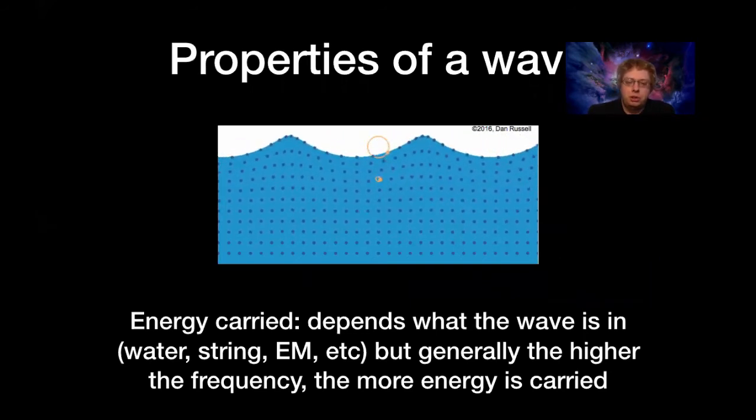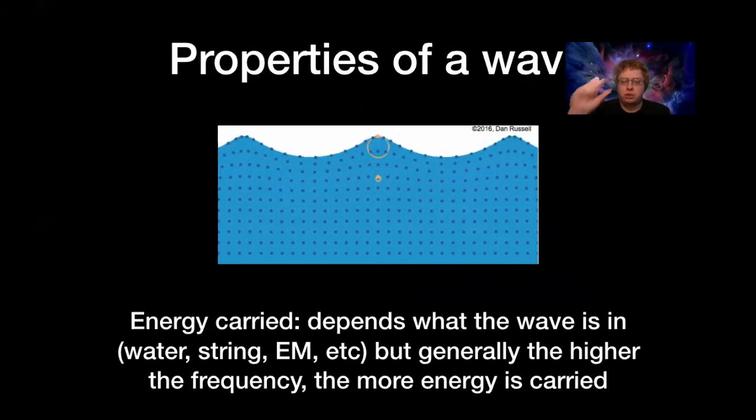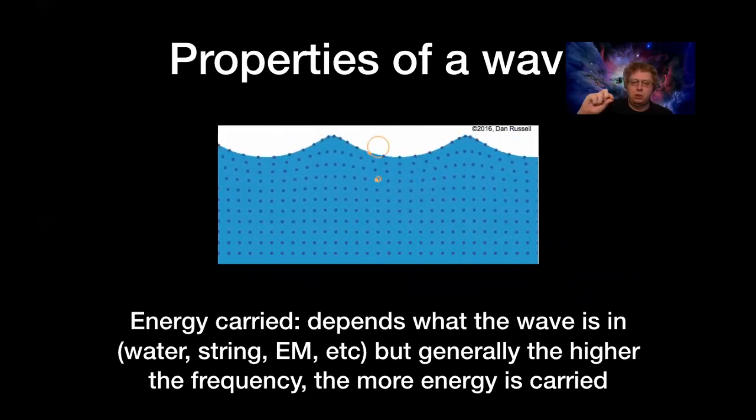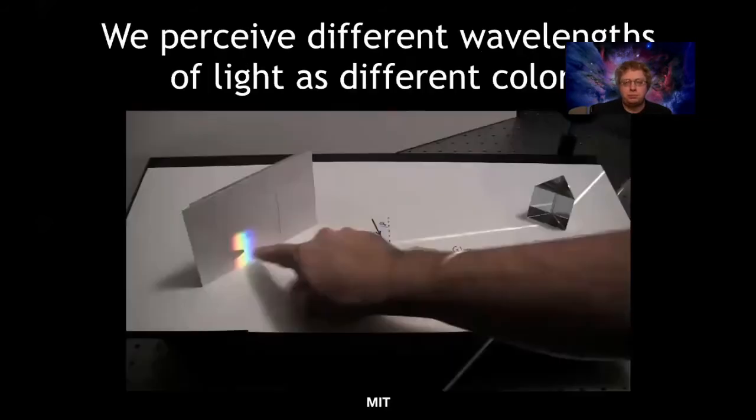In general, though, a rule is that the higher the frequency of the wave, or the shorter the wavelength, the more energy is carried. So the faster that those peaks and troughs go through a certain point, the more energy that there is. All right, let's go back to light now and explain how some of these concepts relate specifically to the case of light.